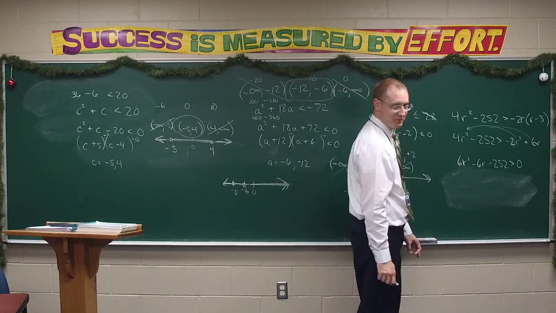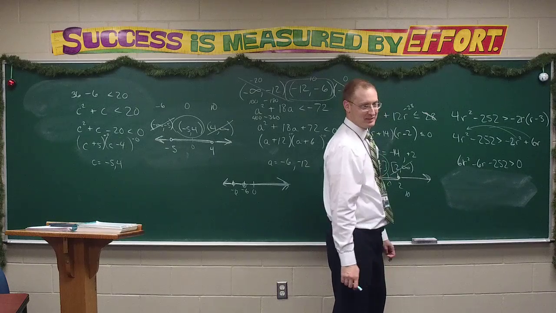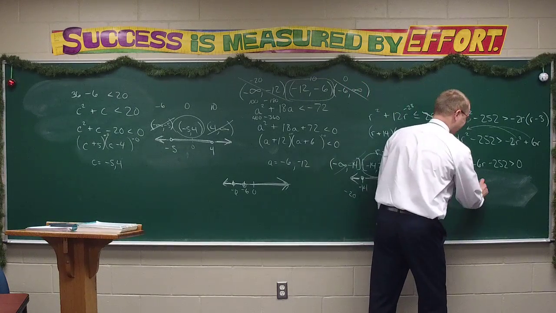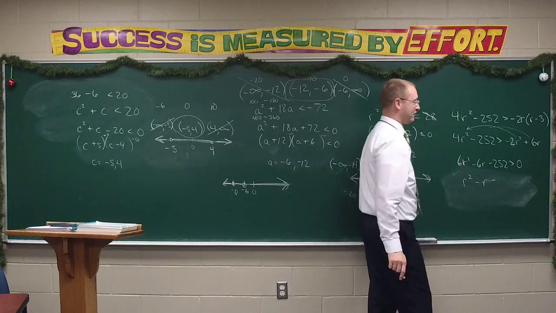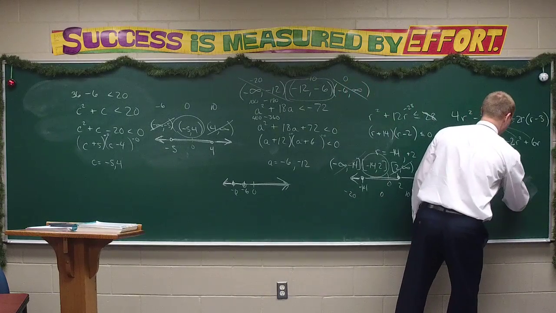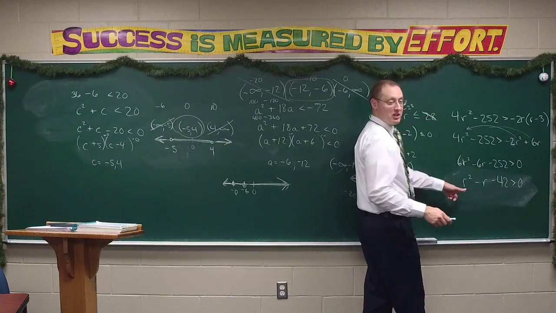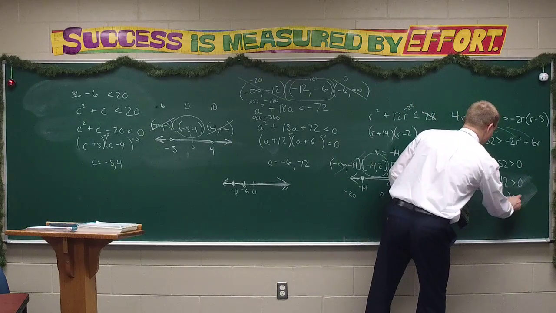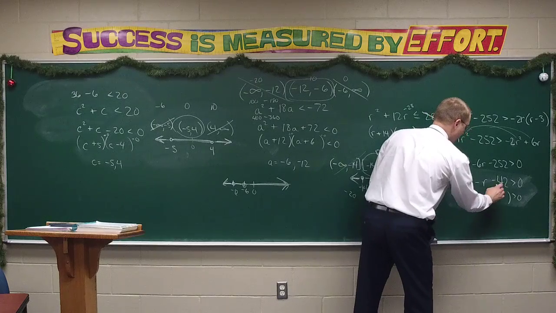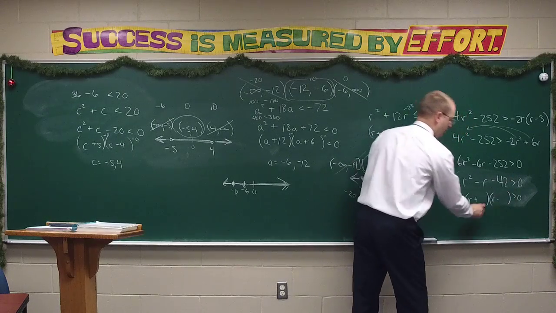She didn't do that, though. R squared. Okay, I figured you had that one. R squared plus R minus 42 greater than 0. Okay, now that we can do. That's easy, right? And so now we can factor it into R and R, positive, negative 6 and 7. There we go.